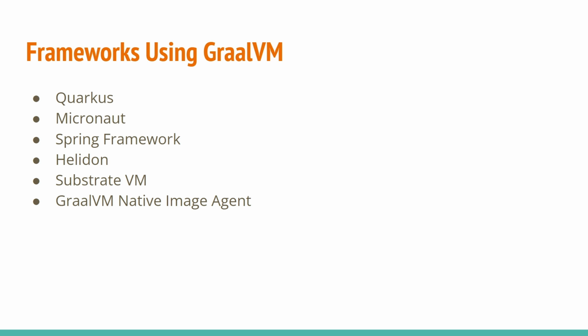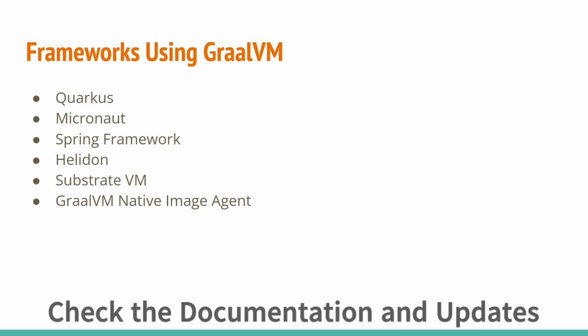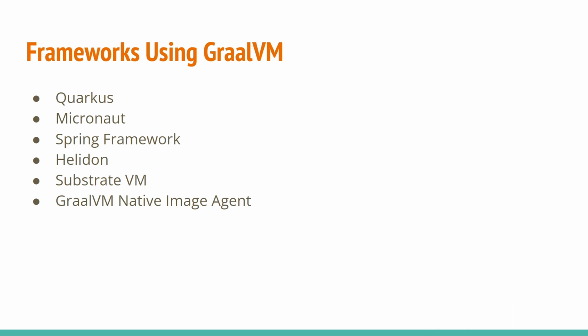GraalVM Native Image Agent. This is a tool that helps developers optimize Java applications for GraalVM native image generation. It can be used with various Java frameworks to improve compatibility and performance of the resulting native executables. So these frameworks and tools highlight the versatility of GraalVM in enhancing the performance and resource efficiency of Java applications, especially in the context of cloud native and microservices development. Keeping that in mind, support for GraalVM may vary among the different versions of these frameworks. So it's essential to check documentation and updates for the most current information on their compatibility with GraalVM.